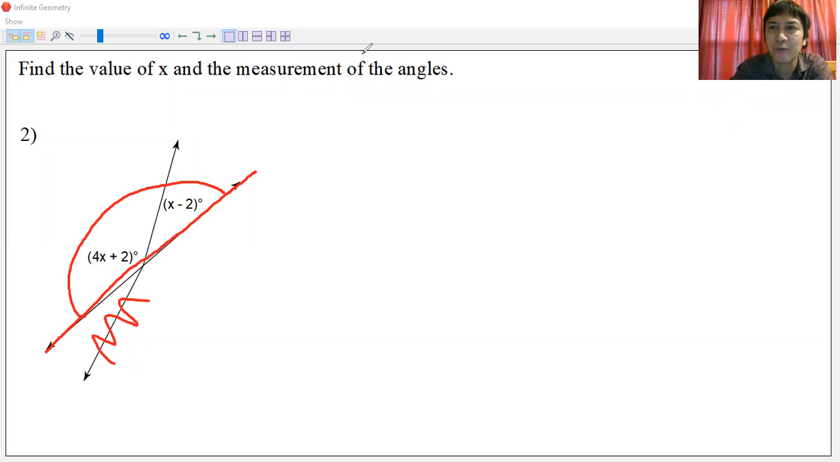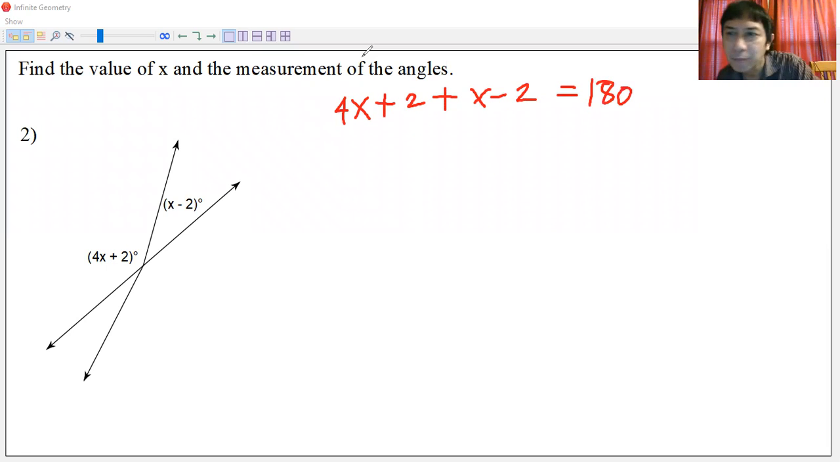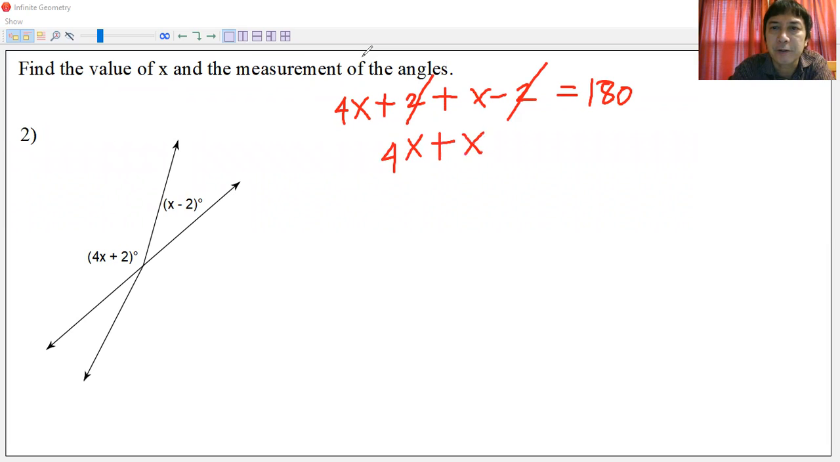And so let us remove these lines first. Okay, that means we have our working equation 4x plus 2 plus x minus 2. The sum is 180. There. So here's our working equation. The numbers cancel out here, the positive 2 and the negative 2. And so we will just have 4x plus x is equal to 180.